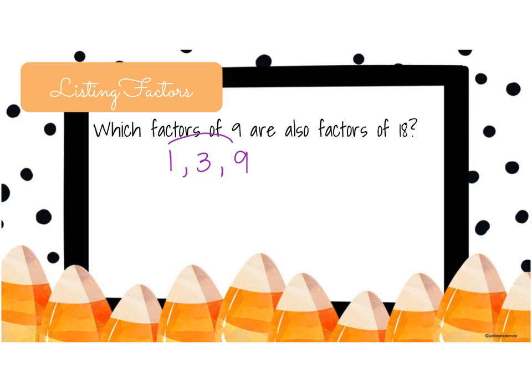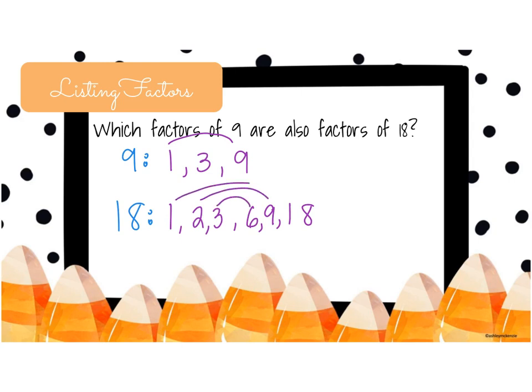Okay, so now I want to look at these. Which of these factors are also factors of 18? 3. Okay, so if these are all 9s, now I'm doing 18. So let's list my factors for 18. 1 is a factor of 18, right? 1 times what makes 18? 18. Okay, can 2 go into 18? 2 times what is 18? 9. Is 3 a factor of 18? 3 times what? Okay. 4 cannot go evenly into 18. 5 cannot go evenly into 18, but these numbers can.